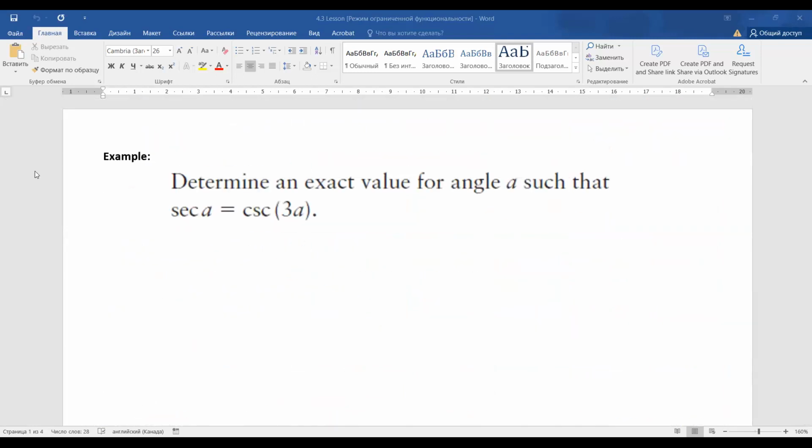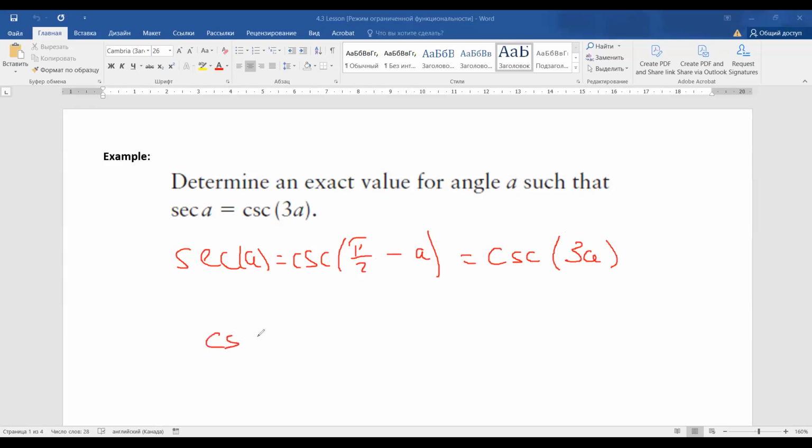So secant a equals cosecant of pi over 2 minus a. And we also know that this is equal to cosecant of 3a. So cosecant of pi over 2 minus a equals cosecant of 3a, and this is a pretty simple equation to solve.